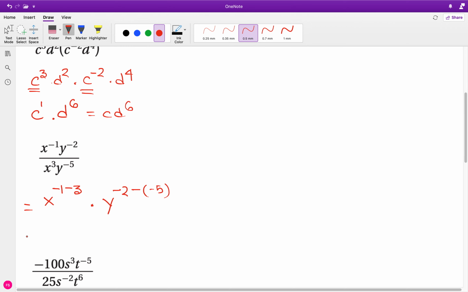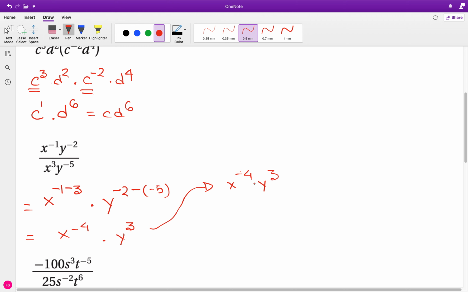So ultimately this becomes positive. This will give me x to the power of negative 4 times y to the power of, negative and negative is positive, so it's actually positive 5 minus 2. That will give me just 3. This equals x to the power of negative 4 times y to the power of 3.